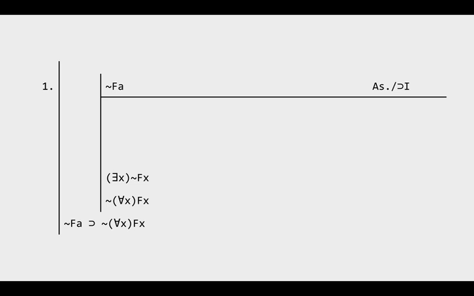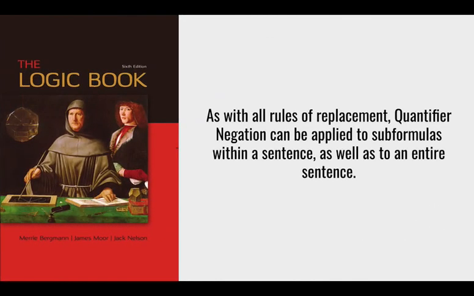It's already basically done. I want to make a point here, though, about quantifier negation. As with all rules of replacement, quantifier negation can be applied to subformulas within a sentence as well as to an entire sentence. So I really suggest that you check out section 10.3 of the logic book on quantifier negation, because they give you many examples so you can really master this rule. It comes in extremely handy. It makes proofs substantially shorter in some cases. So make sure to check that out real quick.